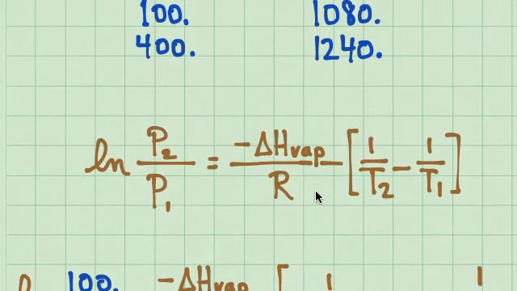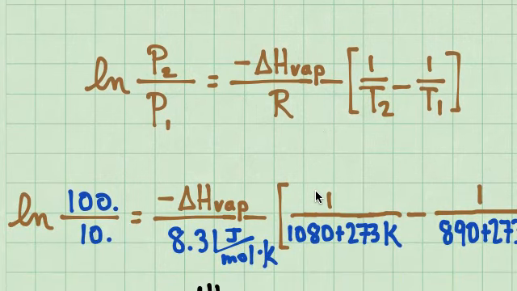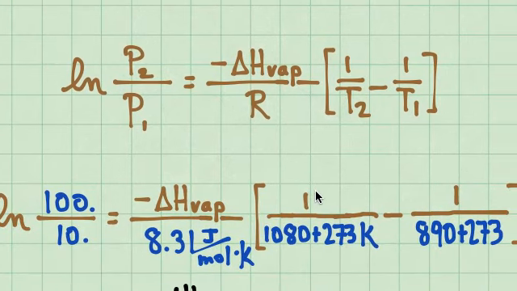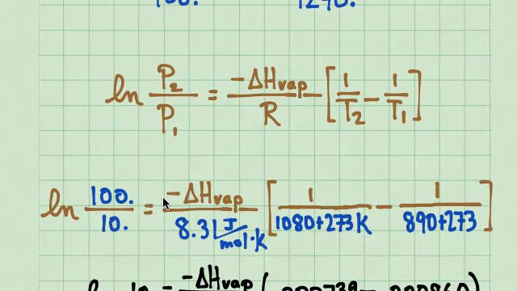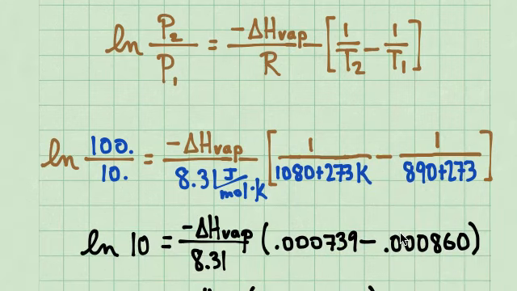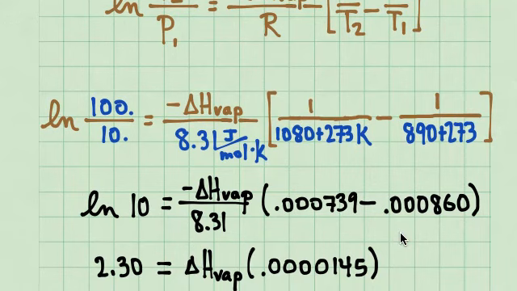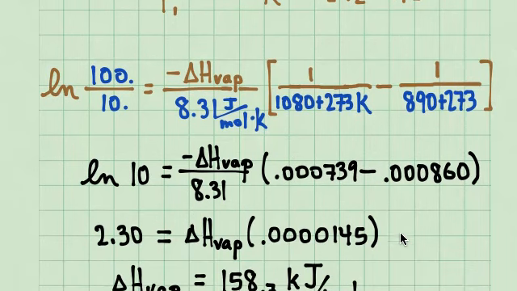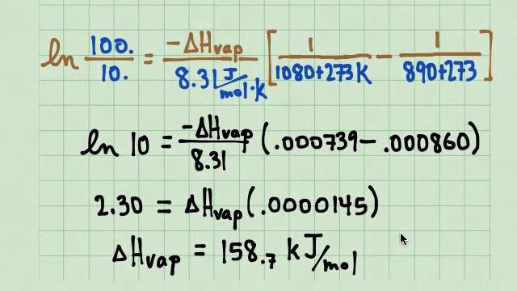But here's how it would work. Same equation, very similar equation as before. I put P2 at 100 and its corresponding temperature right here. Yes, that's correct, add 273 to change it to Kelvin. And 10 is the vapor pressure of this liquid corresponding to 890. And the thing I don't know is the heat of vaporization, the energy it would require to vaporize 1 mole of that liquid at that temperature.